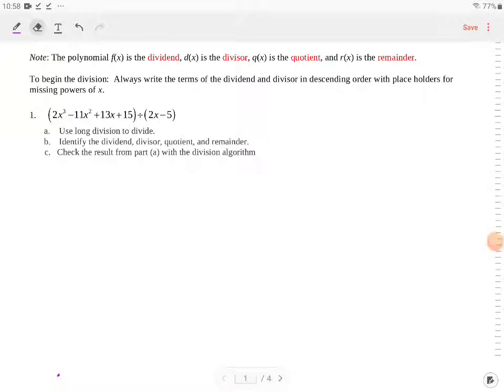This lesson is about polynomials and the factor and remainder theorem. There are two types of division of polynomials. One is called long division, one is called synthetic division. So we will work with long division first. So first you have to set the problem up.